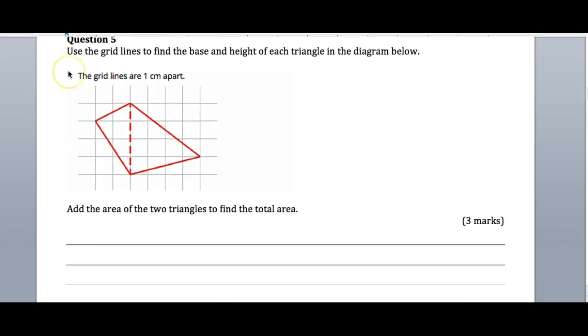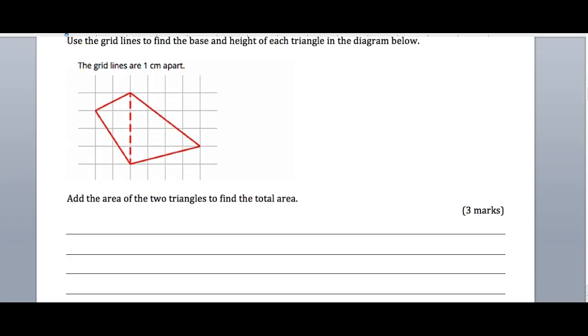Okay, question 5. Use the grid lines to find the base and height of each triangle in the diagram below. Add the area of the 2 triangles to help you find the total area.